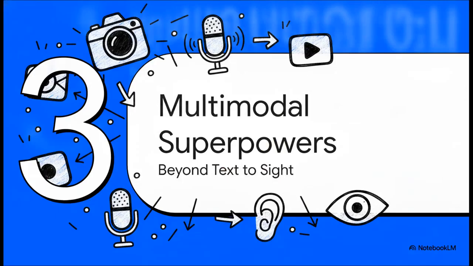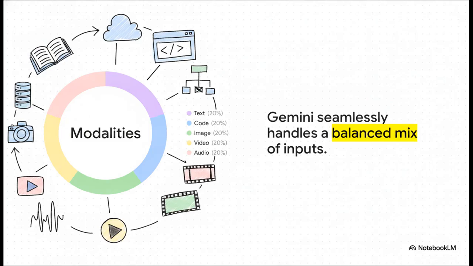All right, let's hit part three, multimodal superpowers in action. We're going way beyond just text to sight and sound. The Gemini models running under the hood here are not just text engines anymore. They seamlessly ingest and generate a beautifully balanced mix of modalities. You've got text and code, obviously, but you also get high-fidelity image generation through Imagen 4, highly capable video generation and understanding via Veo 3.1, and audio generation through Lyria 3. You can literally mix these inputs.